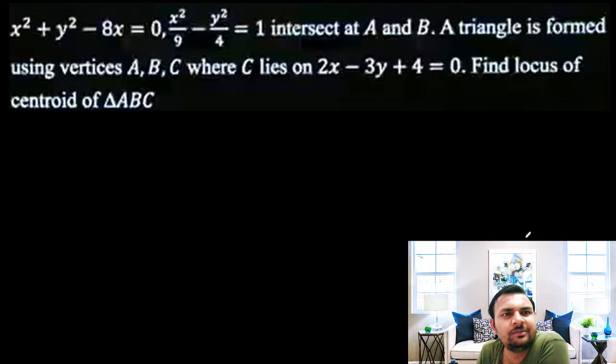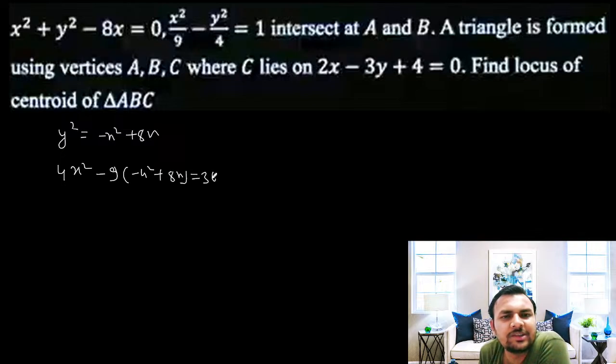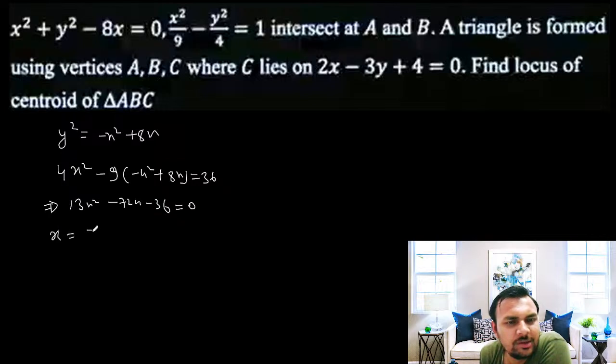They have intersection. Okay, so can we put y square equal to minus x square plus 8x in this equation? So 4x square minus 9 y square, where y square is nothing but minus x square plus 8x, equal to 36. If you solve it, 13x square minus 72x minus 36 equal to 0. Now we'll have to find x.